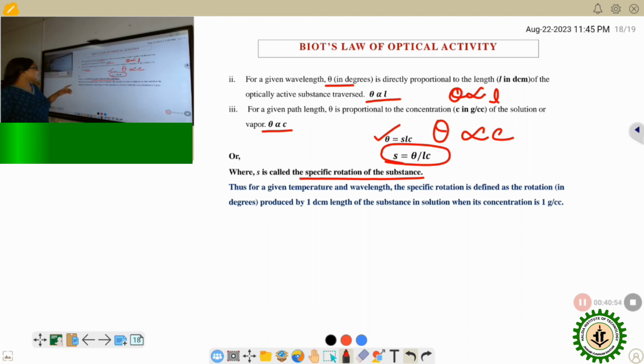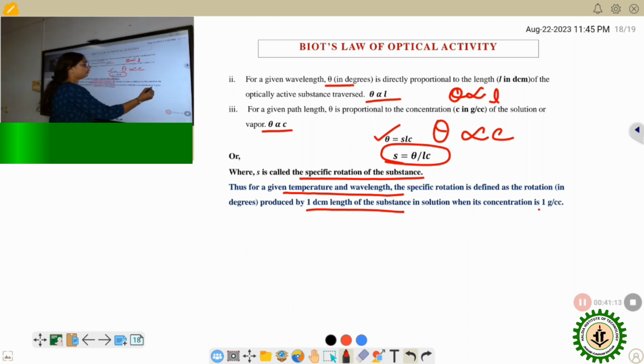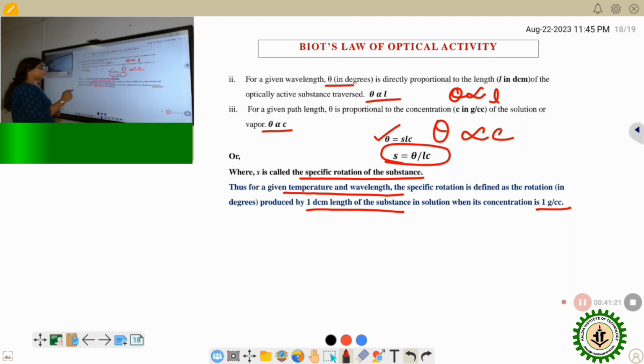For a given temperature and wavelength, remember that this must be constant, temperature and wavelength. So for a constant temperature and wavelength, the specific rotation is the rotation in degrees produced by 1 decimeter length of the substance in solution when the concentration is 1 gram per cc. So that is by convention, the definition is like that. We have to take 1 decimeter length. So thus we can get the specific rotation of different substances.